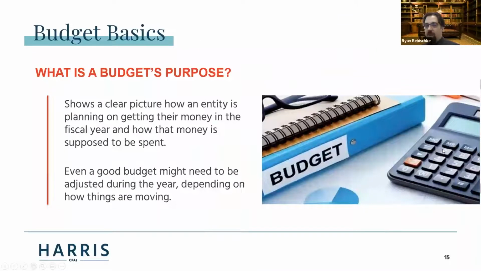So I kind of talked about what a budget is. It shows a clear picture of how the entity is planning on getting their money in the fiscal year and how that money is going to be spent. Even a good budget might need to be adjusted depending on how things are going, if there's a giant pandemic that could cause a budget to need to be amended. It could be something like rampant inflation, that your construction project that you thought was going to be $3 million turns out, oh, actually now with the cost of labor and materials, it's going to be 4.5.